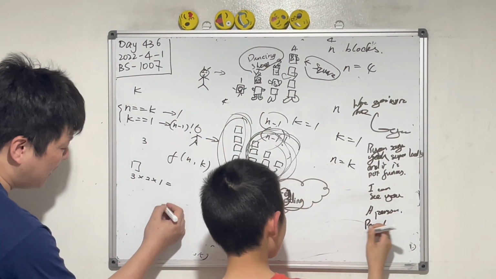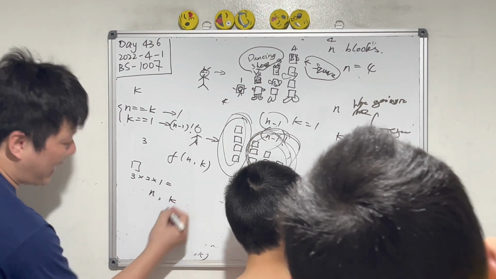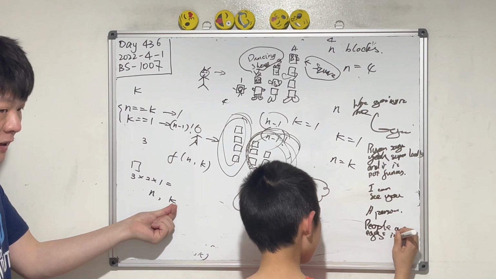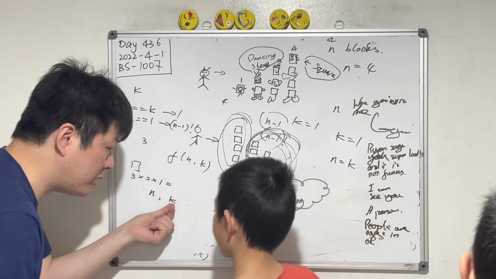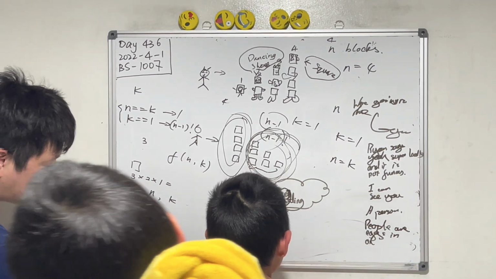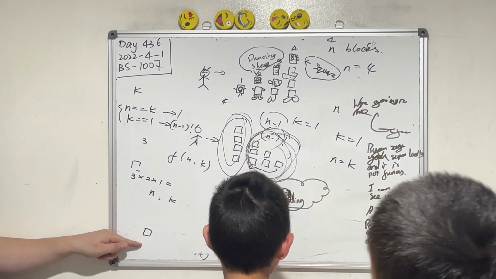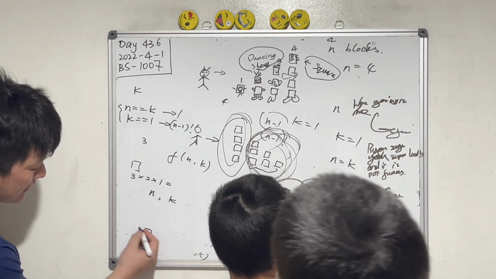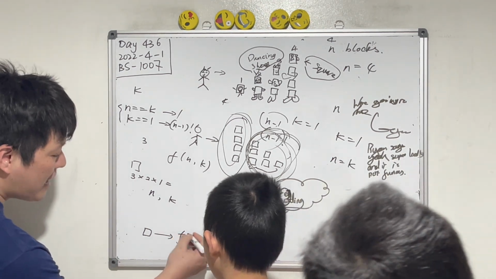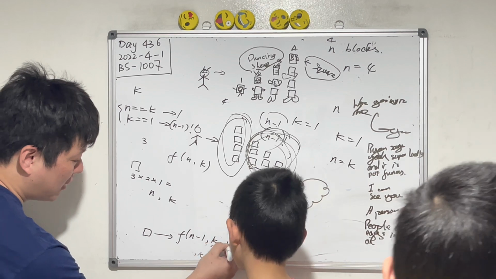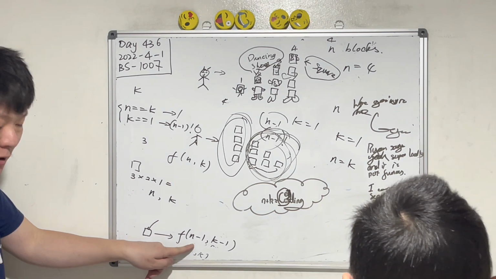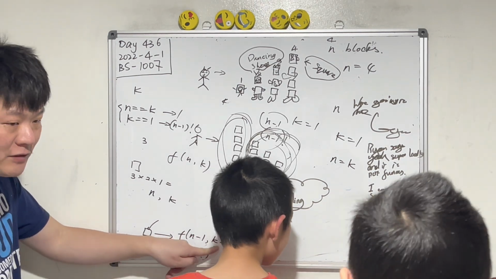Okay, so now for the total of n blocks, we want to see K blocks. What happens if I put the smallest on the left? I can see it, right? So how many ways can I do it? That's F(n-1, K-1), because I already put one block here. So I have n-1 blocks left, and K-1 blocks left to see, right?